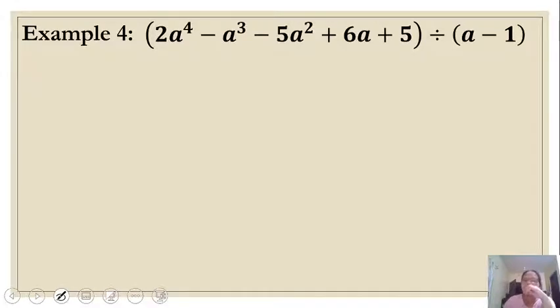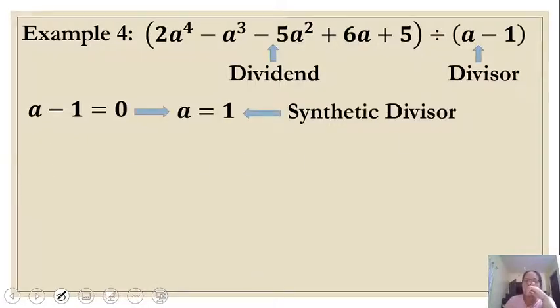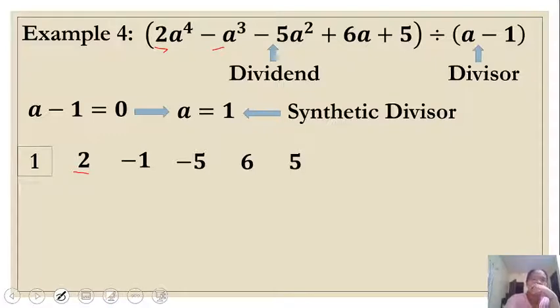For example, like this, 2a to the fourth minus a cubed minus 5a squared plus 6a plus 5 divided by a minus 1, where the first polynomial is the dividend, the second polynomial is the divisor. So take into consideration the divisor. The value of the synthetic divisor is 1. So we write it inside the box, and our coefficients are 2, -1, -5, 6, and then 5. Put a bar to indicate the sum later.